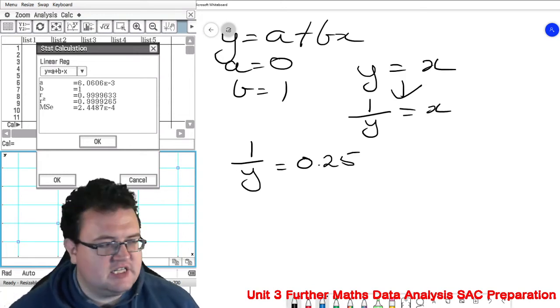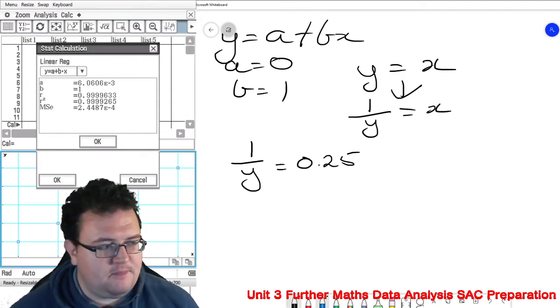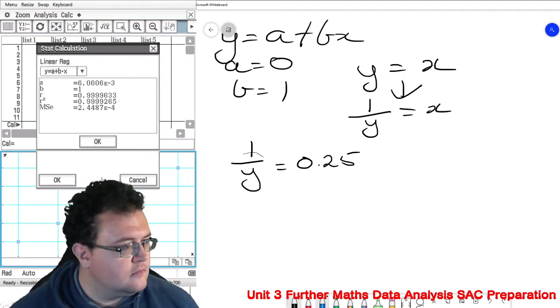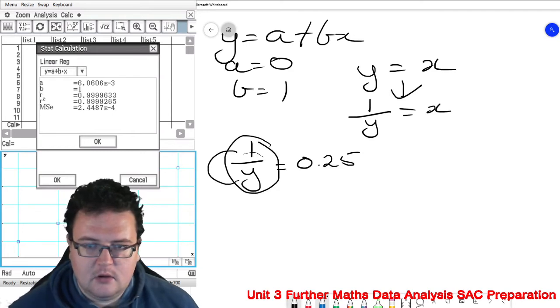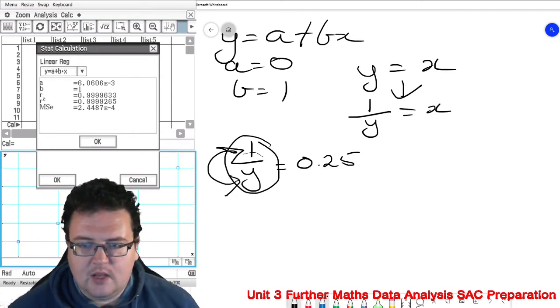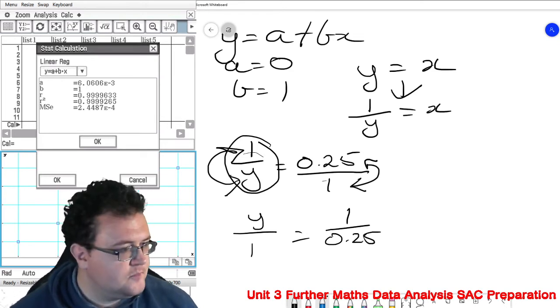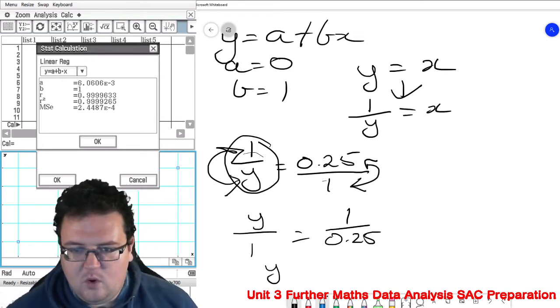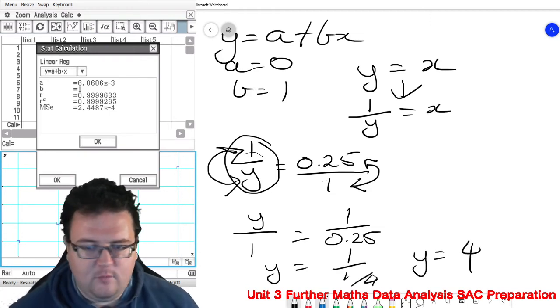Well, because it's a 1 on Y transformation, what I can do is flip this fraction. If I flip my fraction, what's this as a fraction of? Well, it's over 1. So if I flip this fraction, I can flip this fraction too. So Y on 1 is equal to 1 on 0.25. That means Y is equal to 1 on 4. Y is equal to 4.